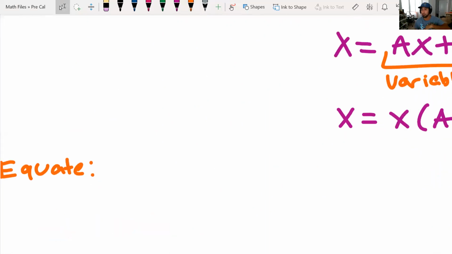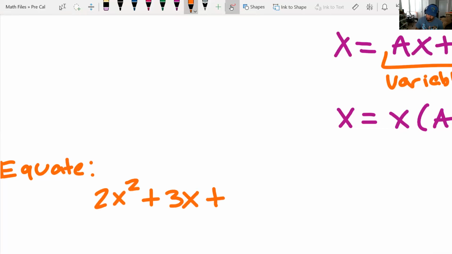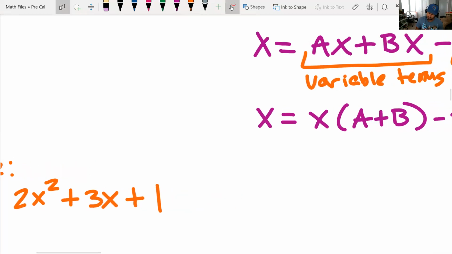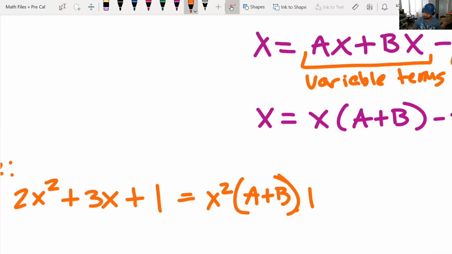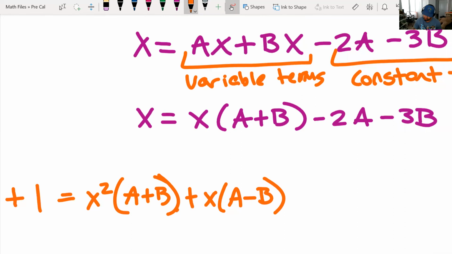Okay, before I bring that back in, I'm going to show you what it means to equate coefficients, which means when you equate, you find something similar on the left side and something similar on the right side of the equation, and you equate them. You set their coefficients equal to each other. So this is just going to be a quick example I write down. Let's say my left side is 2x squared plus 3x plus 1. Now let's say my right side is x squared times a plus b, and x times a minus b, and then plus 2a plus 3b.